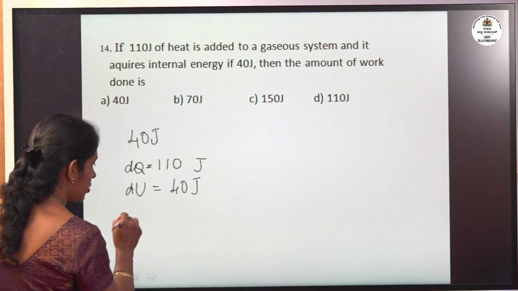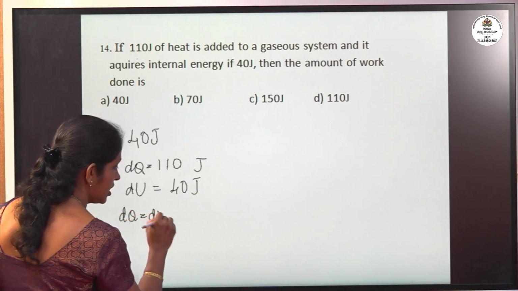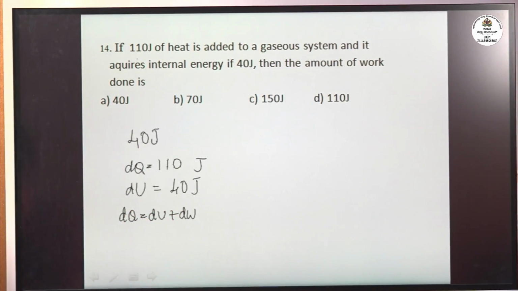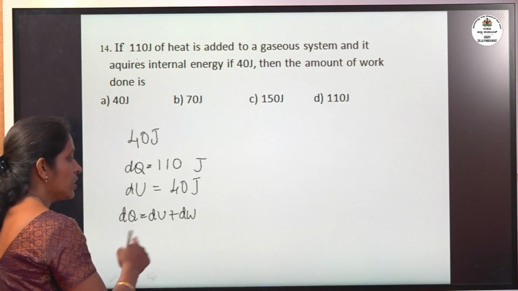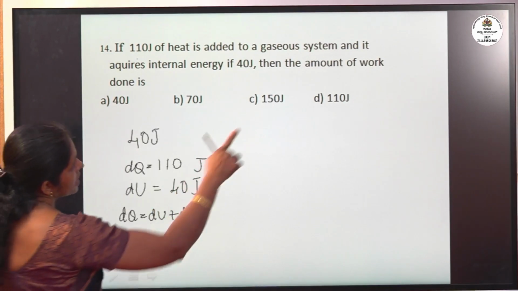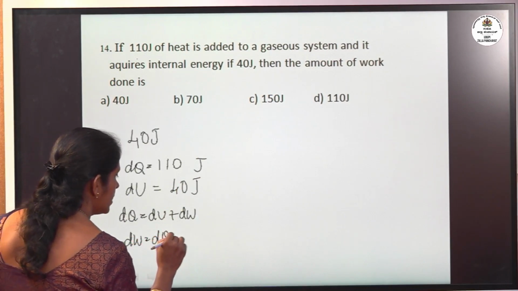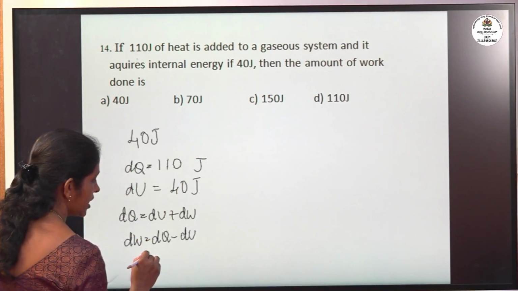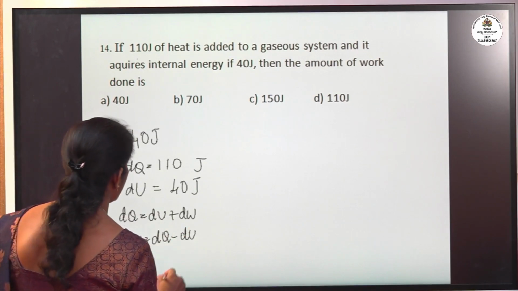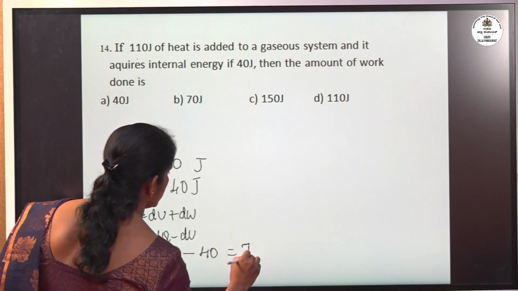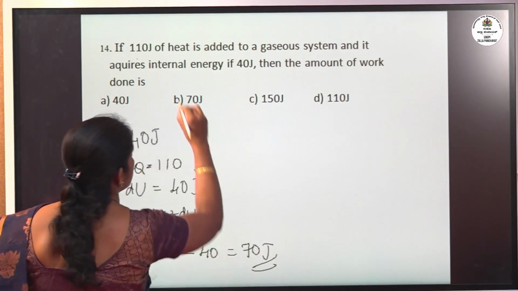Then the amount of work done will be. From the first law of thermodynamics, we have dq is du plus dw. dq is the amount of heat given to the system, du is the increase in internal energy, and dw is the amount of work done by the system. You are asked to calculate work done. dw is dq minus du, which is 110 minus 40, equal to 70 joule. Option B is correct.